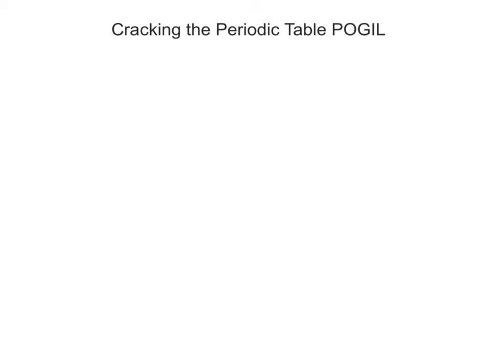Hello. We are going to be working on the Cracking the Periodic Table POGIL today. So I'm going to give a few instructions at the beginning and then have you go and start with your groups. The first thing you'll notice if you're looking at the POGIL is that it says to obtain a card with electron configurations for your group. Those cards are in the top left-hand drawer of my desk.